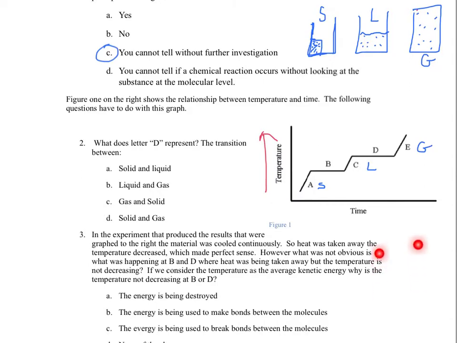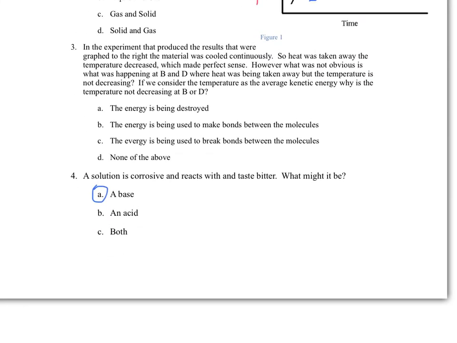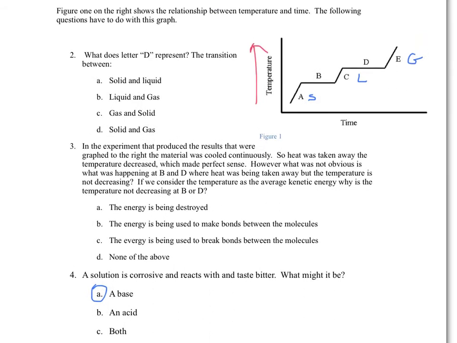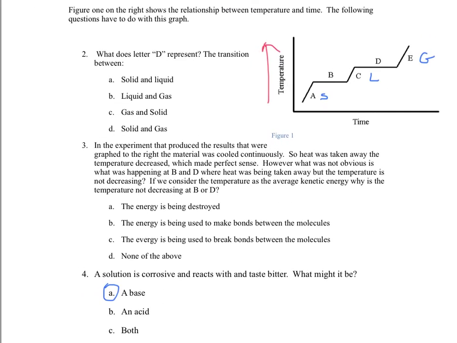Okay, so now, as we go on to 3, you'll notice that it's asking you what's happening at B and D, and I've already answered that. But you'll notice that what I ask you in this question is, in the first version, I asked you what was happening when it was increasing, right? When the temperature was increasing, when it was warming up. Now I'm asking you in this question, what's happening when the stuff is cooling down?